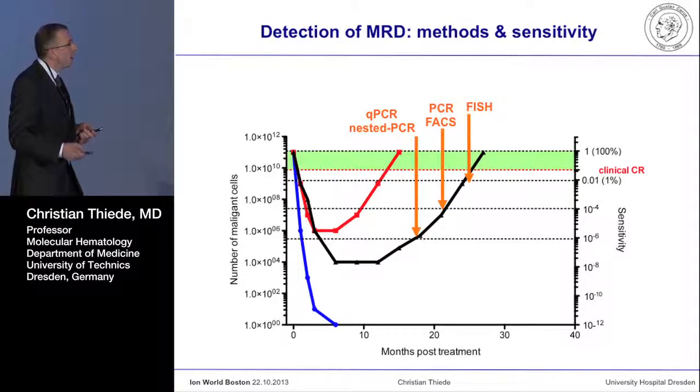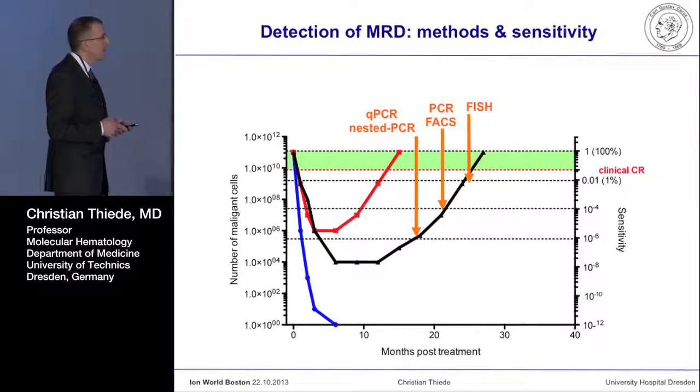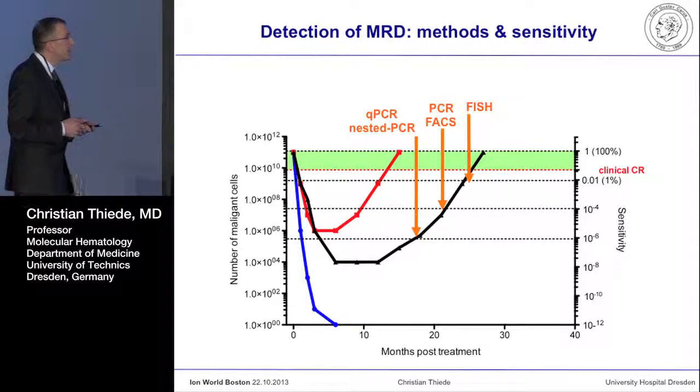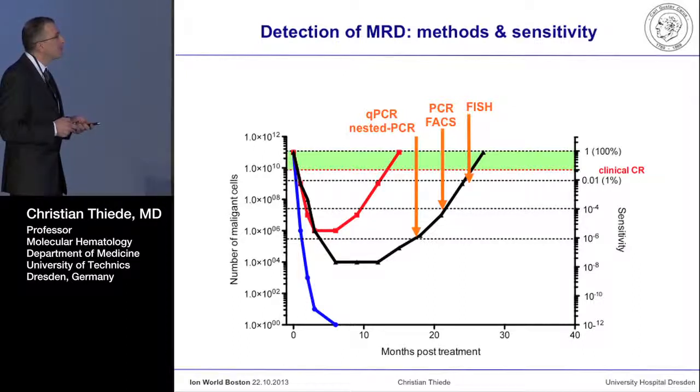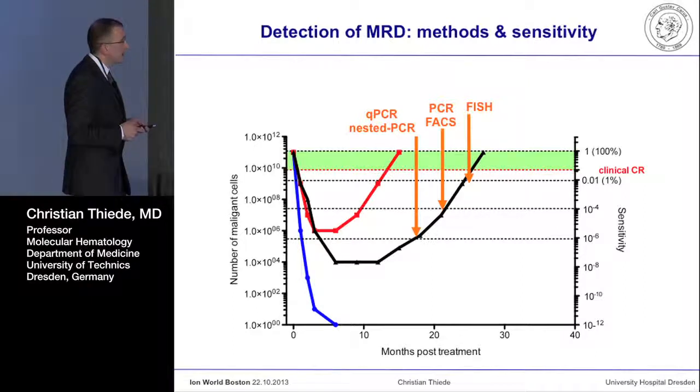And we have a number of molecular tools to detect disease more sensitively than morphology, which has only a very limited sensitivity of 5% by definition. FISH is a little bit more sensitive, at a 1% level. Standard PCR probably at the 10 to the minus 4 level. qPCR and nested PCR can detect down to 10 to the minus 7.